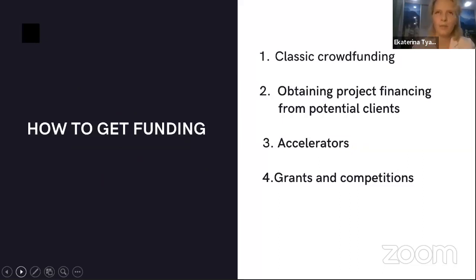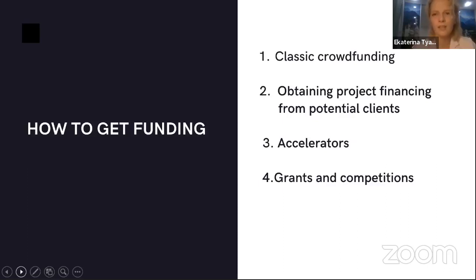So we're talking about some kind of funding, and I'll tell you how to get funding in different ways. So the first one, for example, what should I do if I have an idea but no money? There are many opportunities to find financing at the early stage of the project. It is important to understand which of them will suit you and what their pros and cons are.